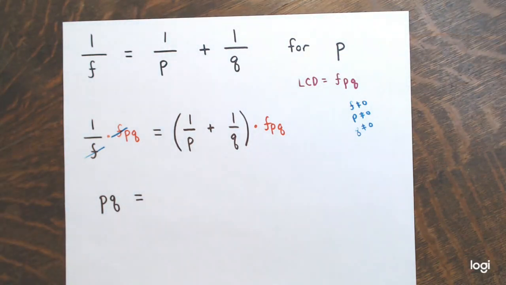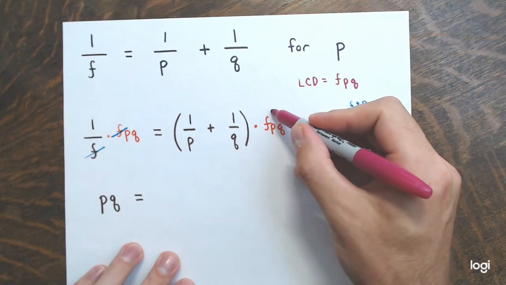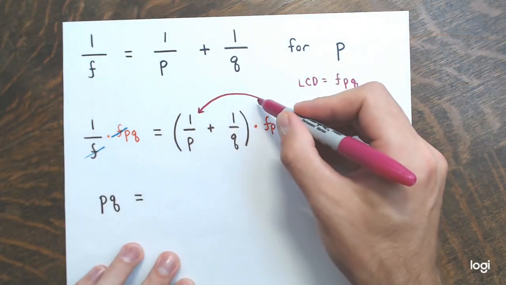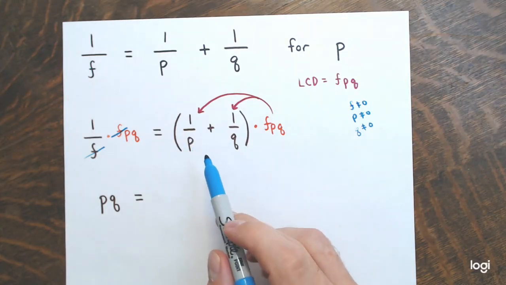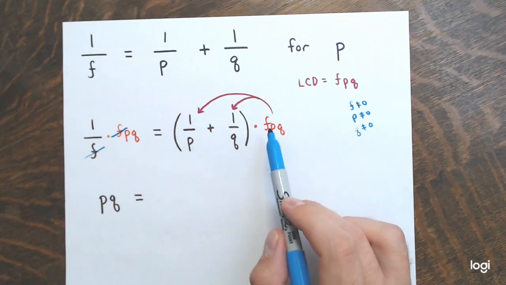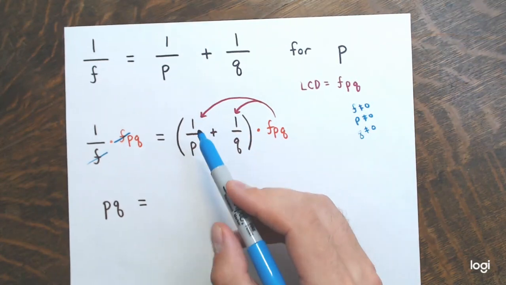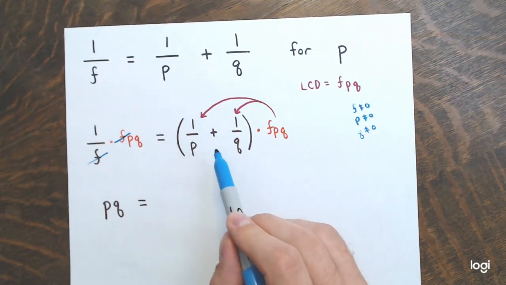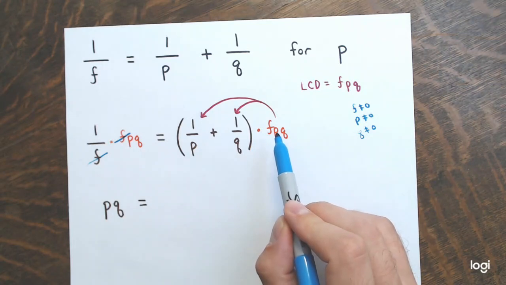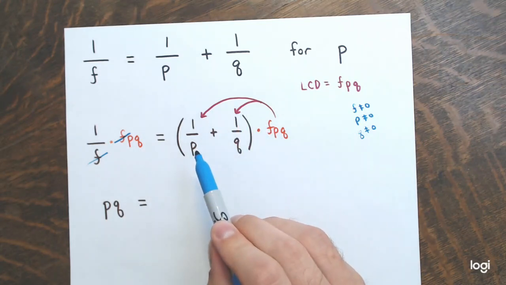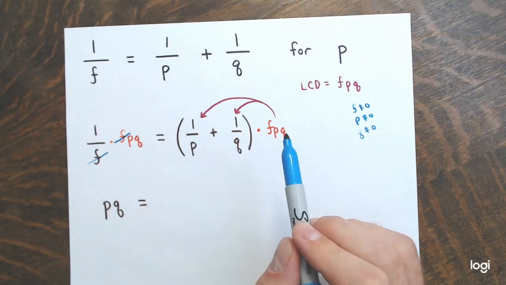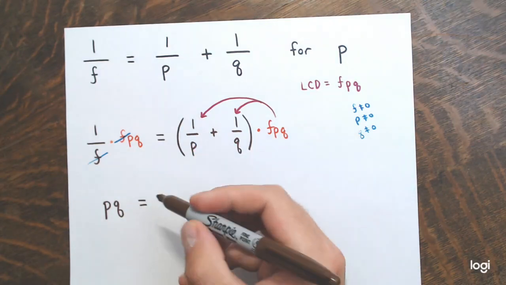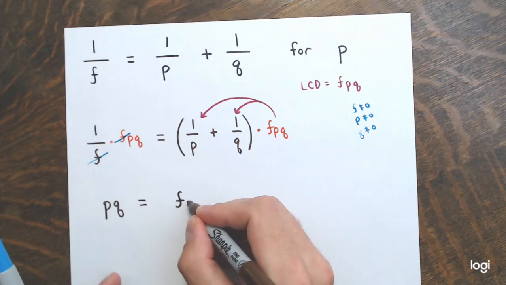Alright, then on the right side, I'm going to be distributing this fpq to each of these fractions here. Now, if you multiply the first fraction, 1 over p, by fpq, you've got a factor of p in the denominator and a factor of p in the numerator. So this p and this p will cancel, and I'd be left with 1 times f times q. I'd be left with just f times q in that first term.